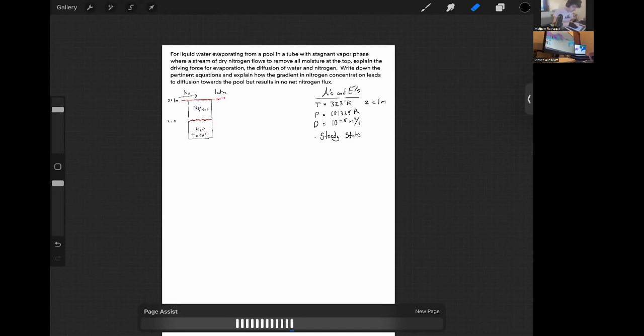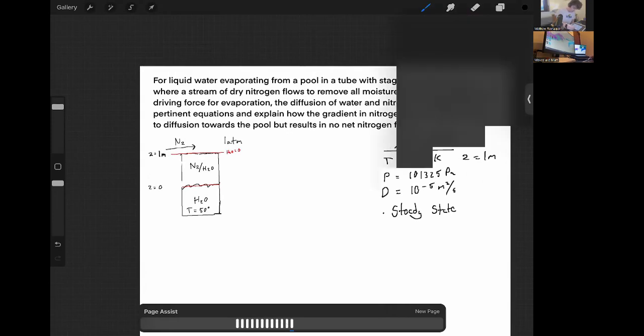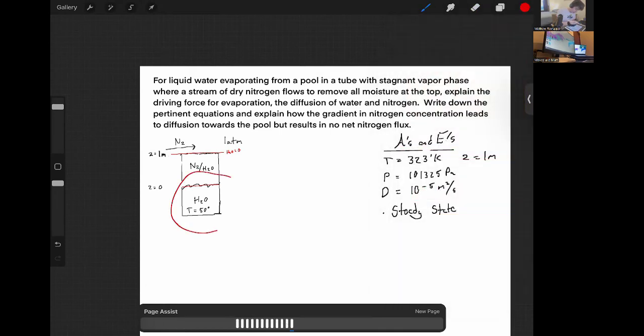So I've already drawn out the system here. We have this tube with a little bit of water throughout here. We have nitrogen up above that is flowing throughout at 1 bar, and we have this nitrogen-water mixture up above. So why does this evaporate the water?